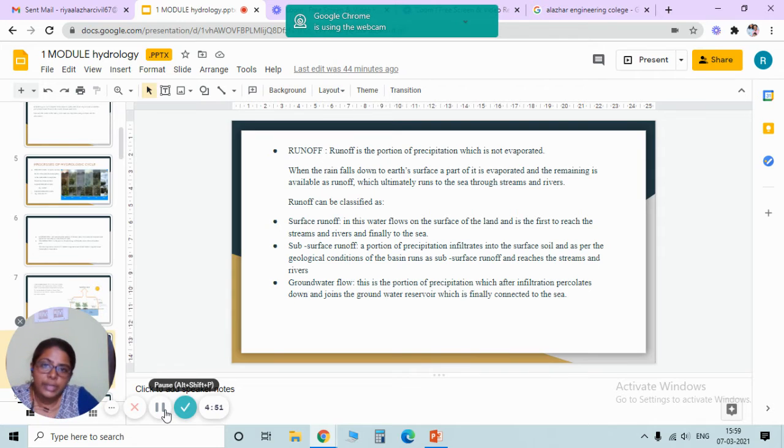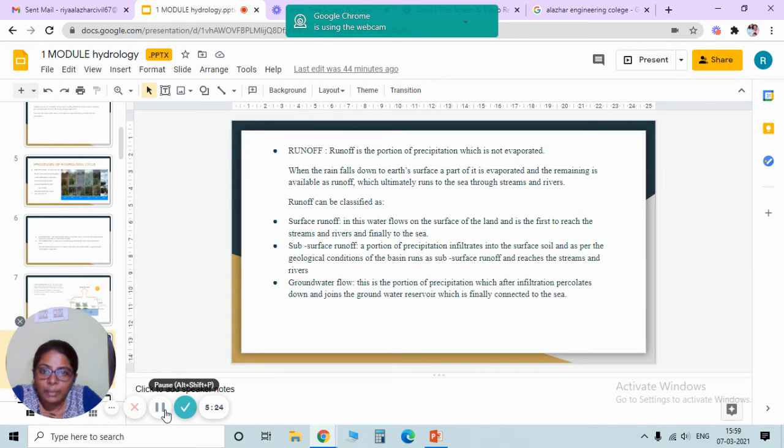So in the hydrological cycle, we have seen a few words like precipitation, runoff, infiltration, and so on. So rainfall, precipitation is over. Now we will look into what is runoff. And runoff can be defined as a portion of precipitation which is not evaporated. See, when the rain falls down to the earth's surface, a part of it gets evaporated and the remaining part is available as runoff, which ultimately runs to the sea through streams and rivers.